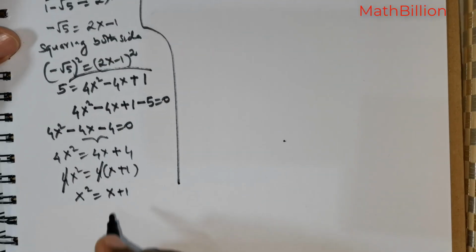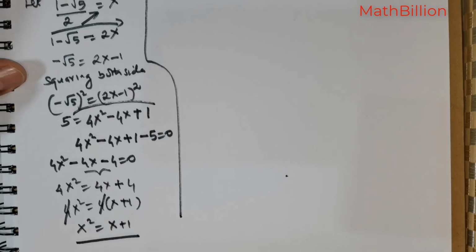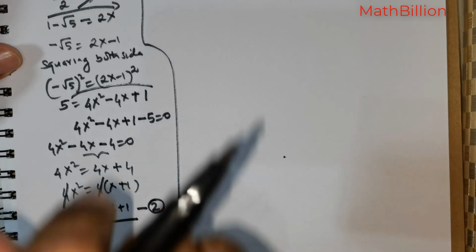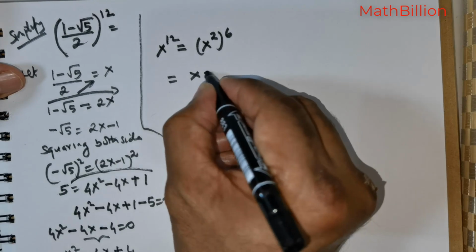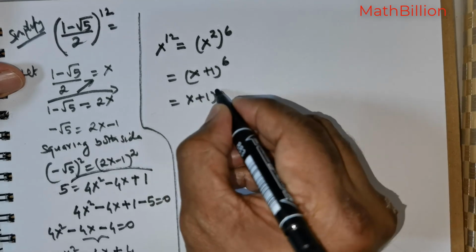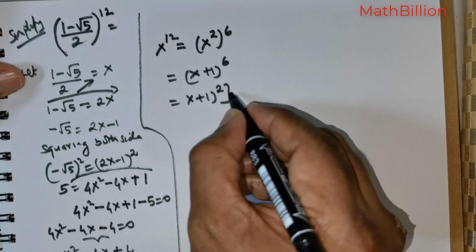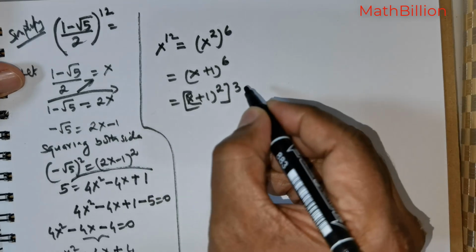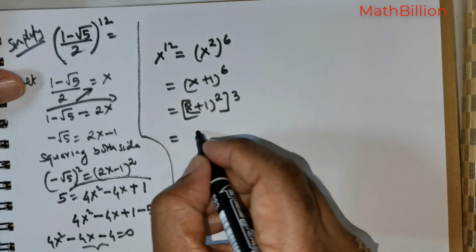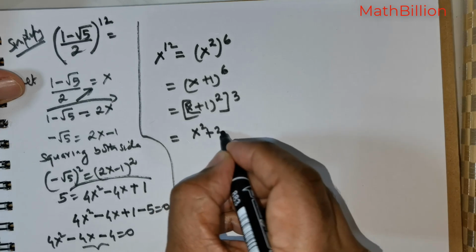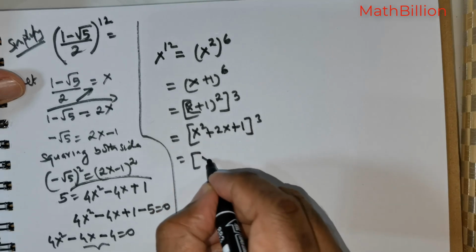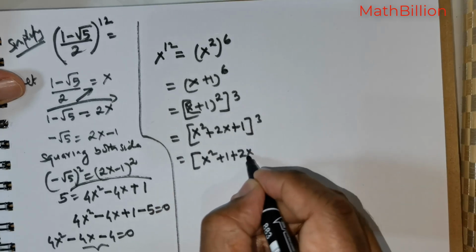But my x² is x + 1. So I'm going to always utilize this relationship: in place of x² I can have x + 1. So this is equal to (x + 1) to the power of 6. I can rewrite this as (x + 1)² the whole cubed, from the law of indices. Now if you expand this, this gives (x² + 2x + 1)³, which I can write as (x² + 1 + 2x)³.